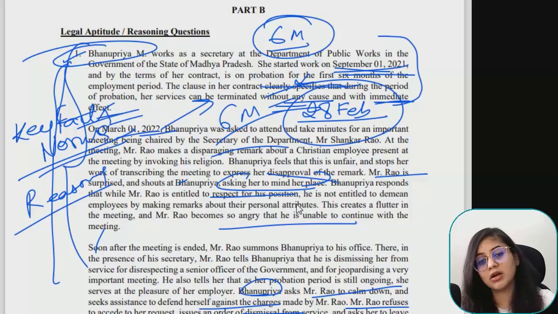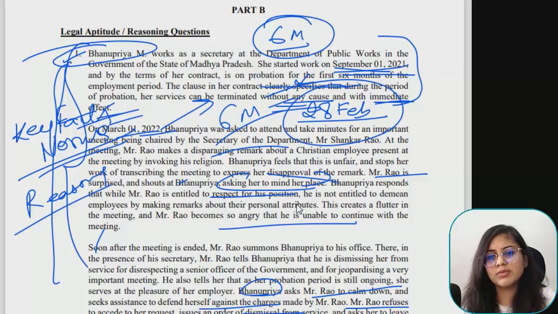If you're appearing for Mr. Rao, you have to choose one side only. Either side can be correct, as they've said in the response guidelines. You do not need to defend both sides, or think about what the correct answer is. Is Bhanupriya correct or is Mr. Rao correct? You can choose any side freely.